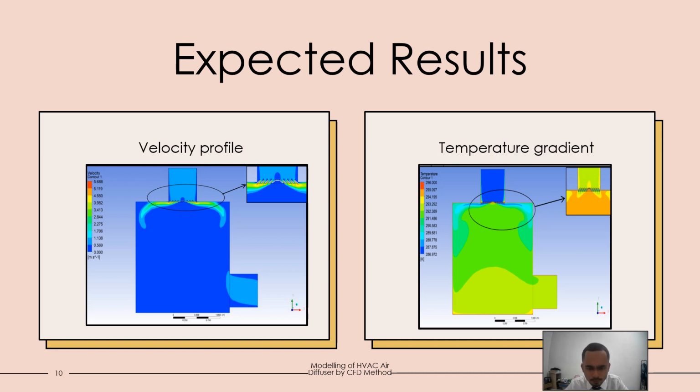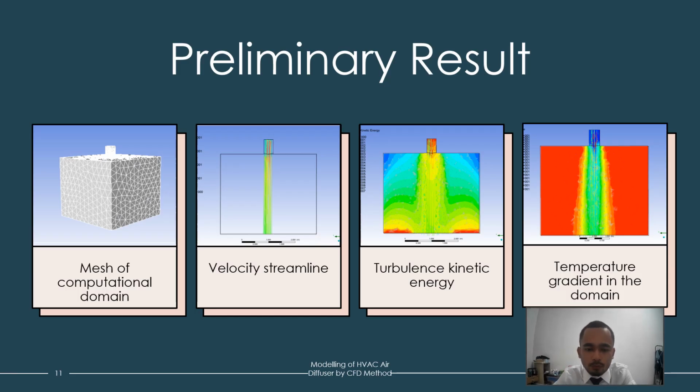Okay, for this slide, it is the expected results from this simulation. So the simulation should be displaying the velocity profile just as shown in the figure, and also the temperature gradient. So for the last part is the preliminary results, and I have conducted the simulation to evaluate whether my geometry modeling is correct and my settings for the simulation is correct.